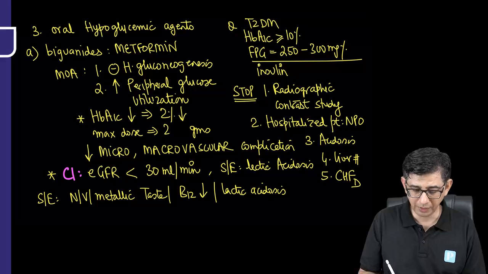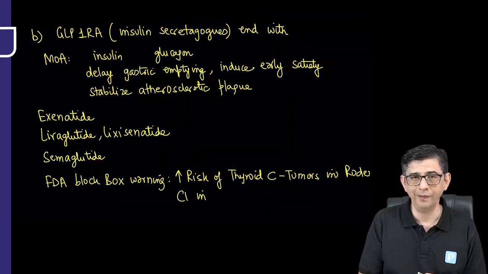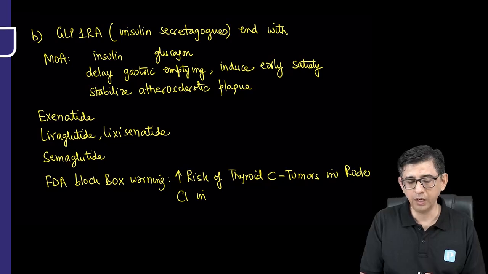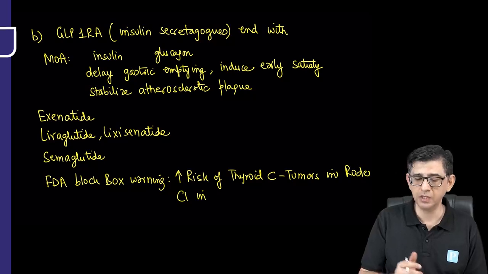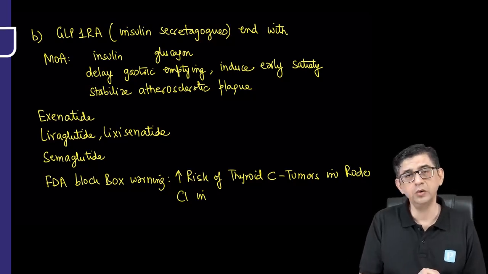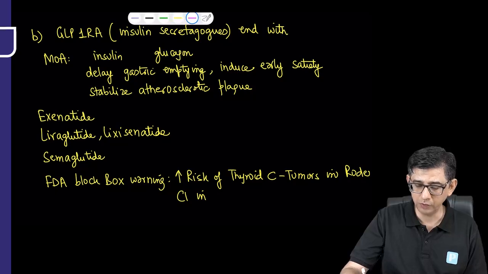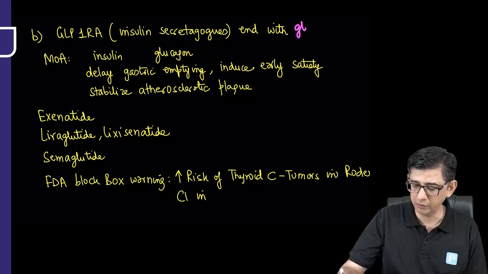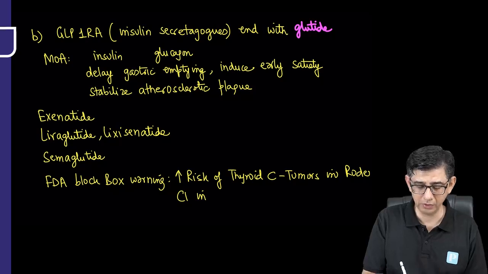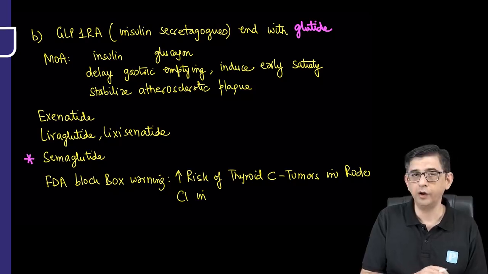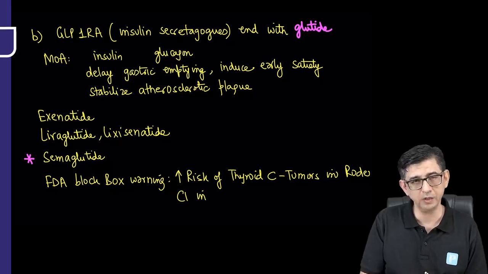Now we'll talk about the second drug which should be introduced now, that is GLP-1 RA, glucagon-like peptide 1 receptor agonist. And these are again insulin secretagogues, and all of the names of these molecules end with glutide, like exenatide, liraglutide, lixisenatide, or semaglutide. In fact, semaglutide is the one which is a rage nowadays due to the reasons that I'll explain to you.